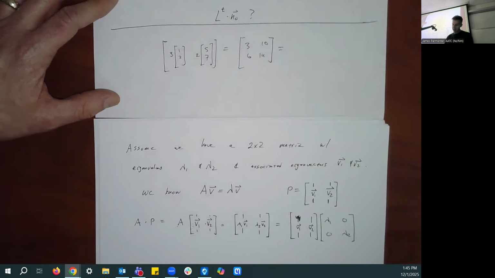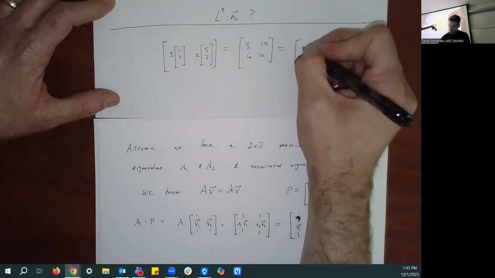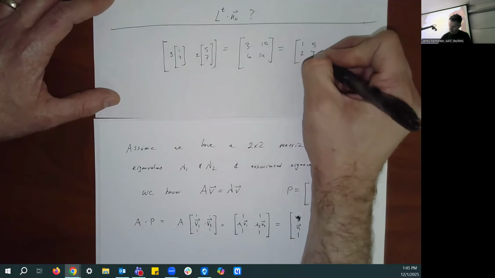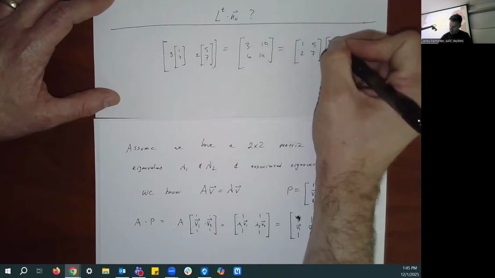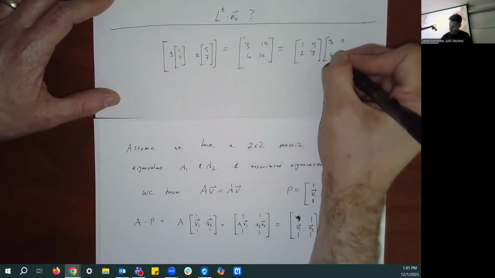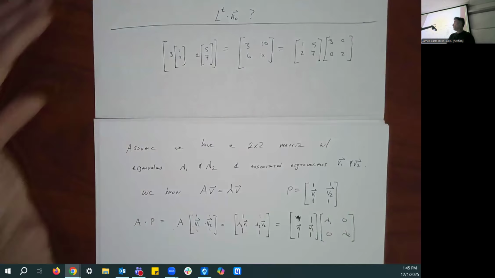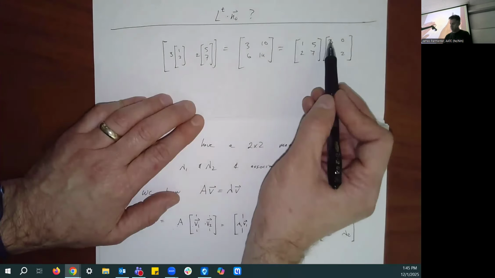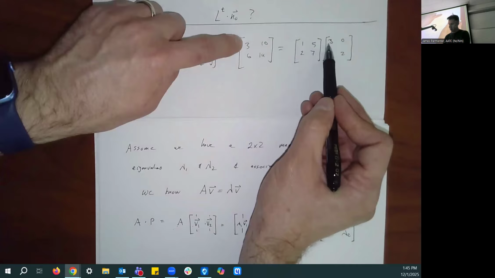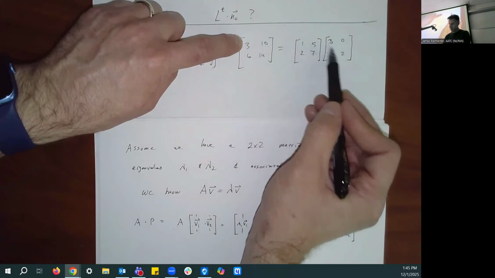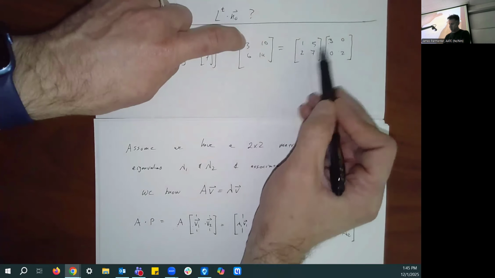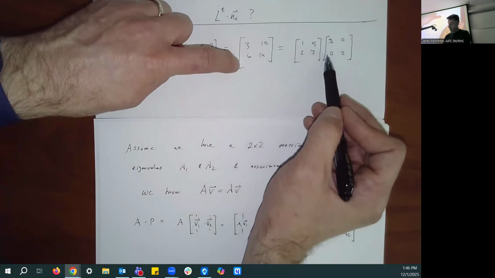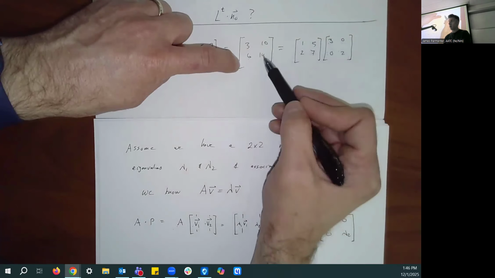I could totally write that as the matrix 1, 2, 5, 7 times 3, 0, 0, 2. I know I'm saying it in kind of the opposite order I usually do. If you do that multiplication, it totally works out. 1 times 3 plus 5 times 0 gives you the 3 there. 1 times 0 plus 5 times 2 gives you the 10 there. 2 times 3 plus 7 times 0 gives you the 6 there. And 2 times 0 plus 7 times 2 gives you the 14 there.